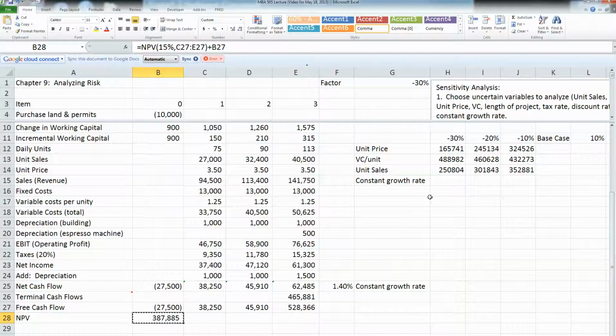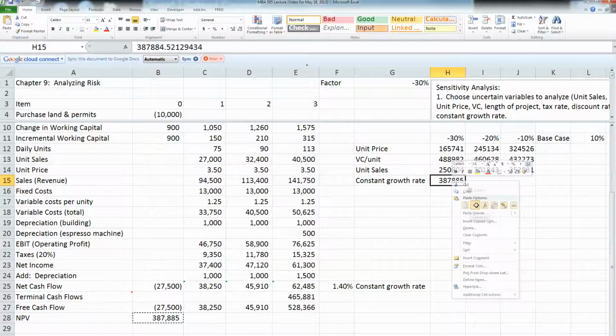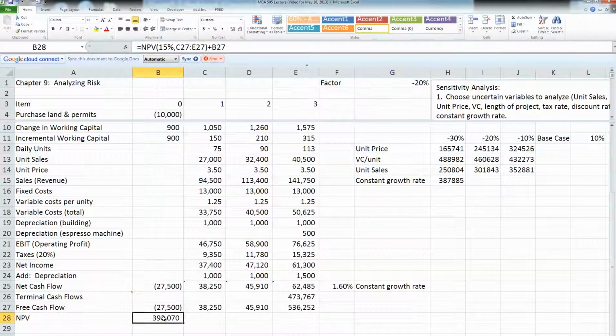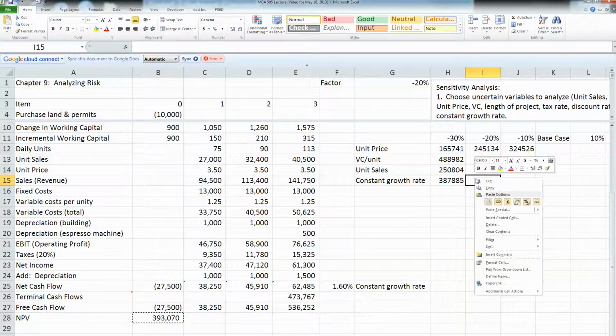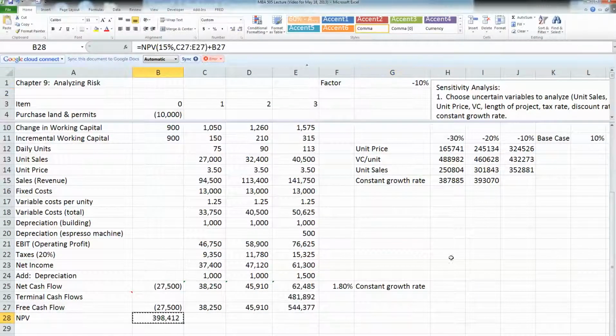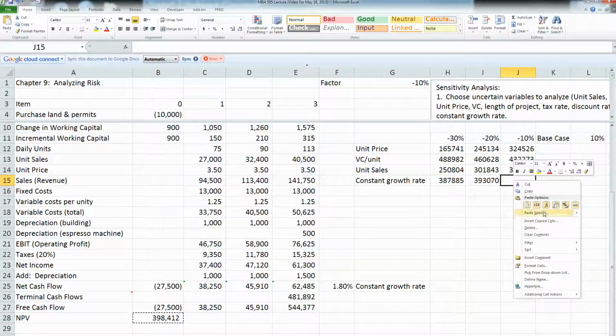So I'm going to copy that net present value, paste special values. Change this factor to minus 20%. Copy that net present value. Again to minus 10%. Copy that net present value.